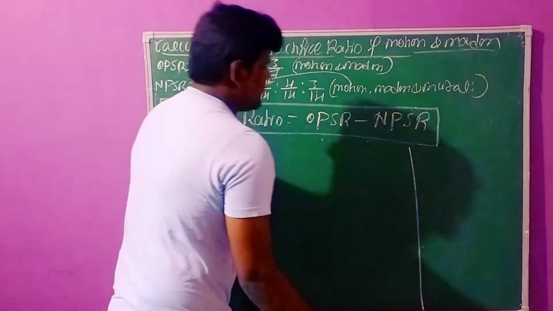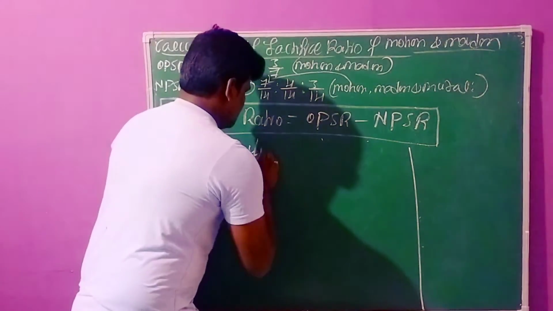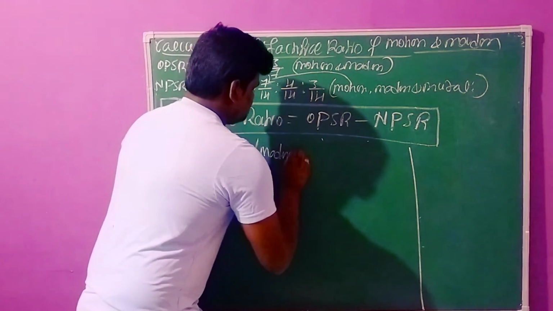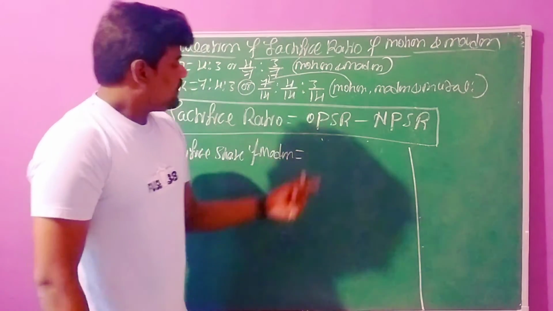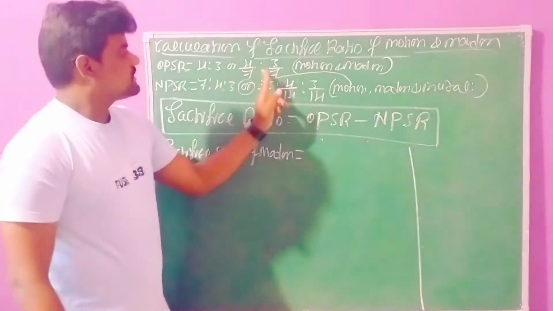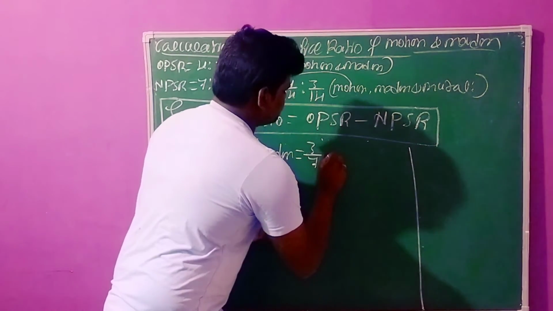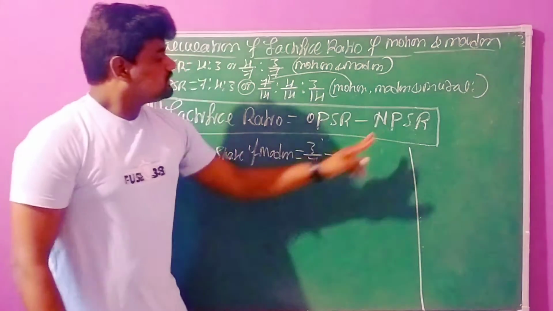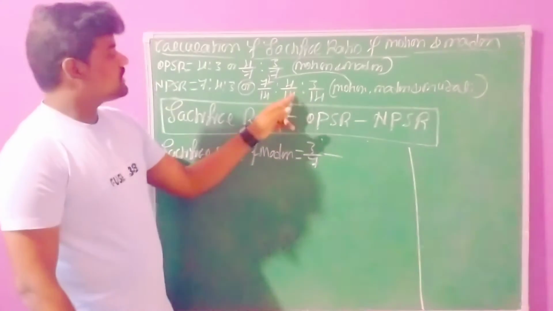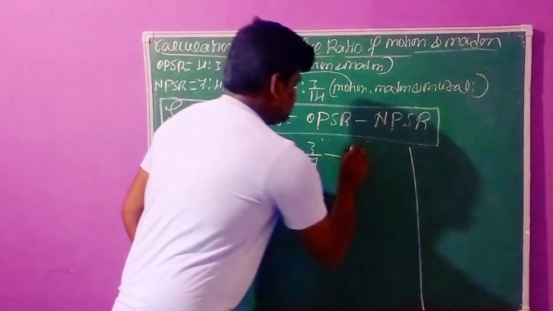This is the next partner, I mean old partner, Madan. Sacrifice share of Madan. What is the old share of Madan? As per the given details, 3 by 7. This is the old share of Madan, right? Have to write 3 by 7 minus new share. What is the new share of Madan? 4 divided by 14.